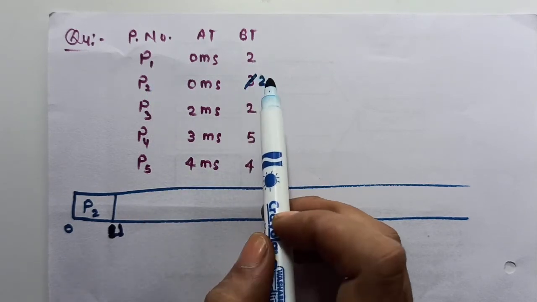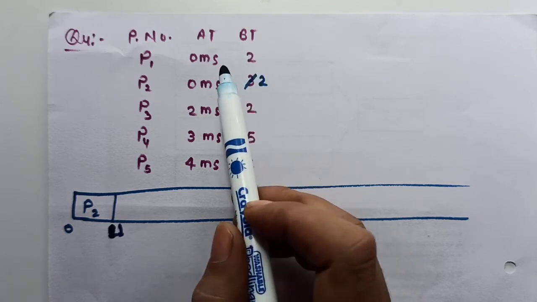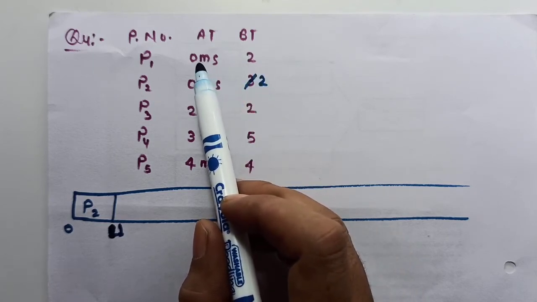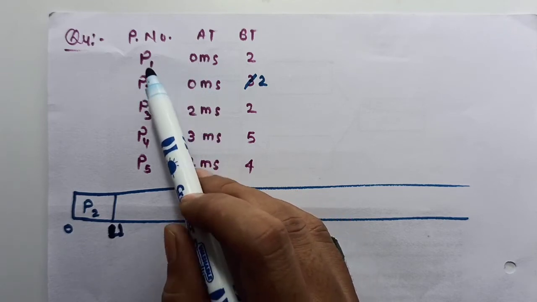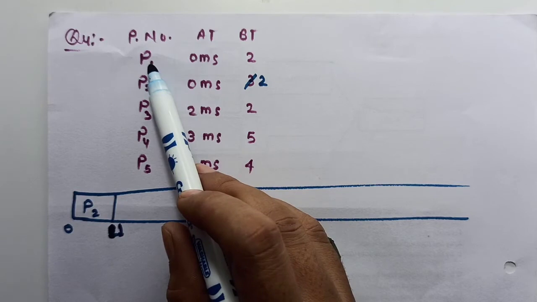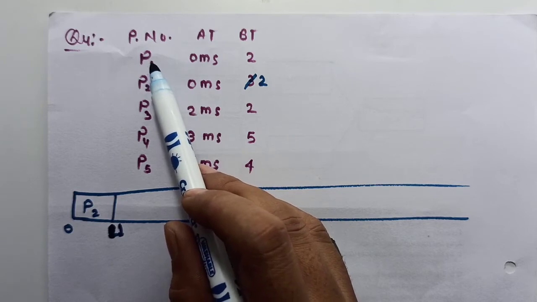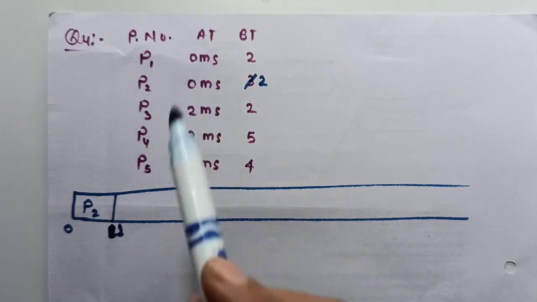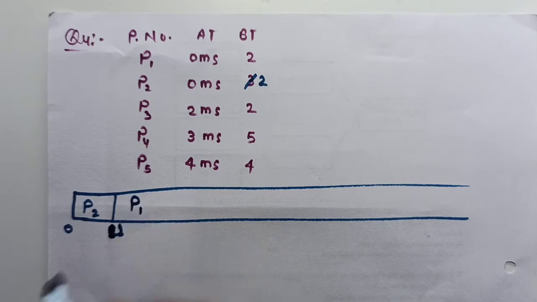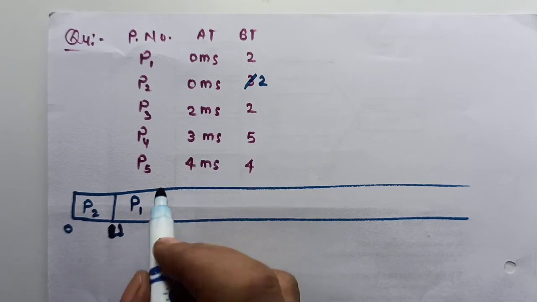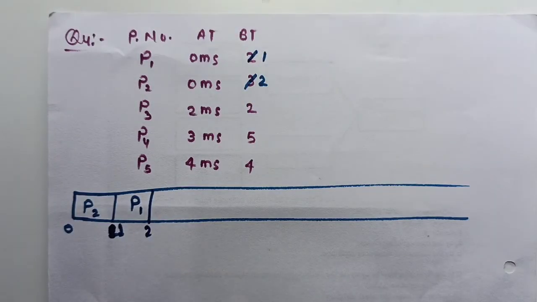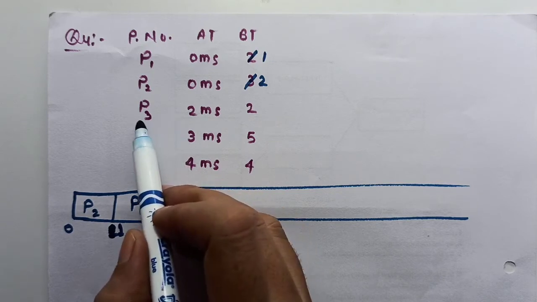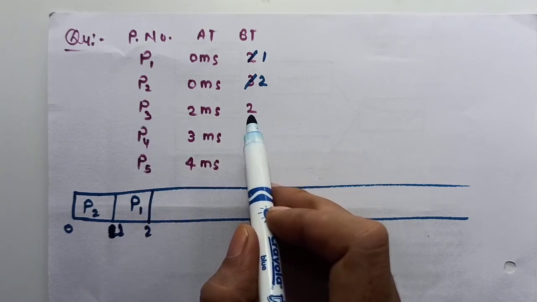And I have told you, when there is a tie in the burst unit, the process which is having the lowest process ID will be given the priority first. So here the process P1 is having the lowest process ID, so it will be allocated next. So process P1 will execute next. For how much time? For the next arrival time. So it will execute for 1 unit only, and after that there is another process in the ready queue, that is process P3, which is having 2 burst units.